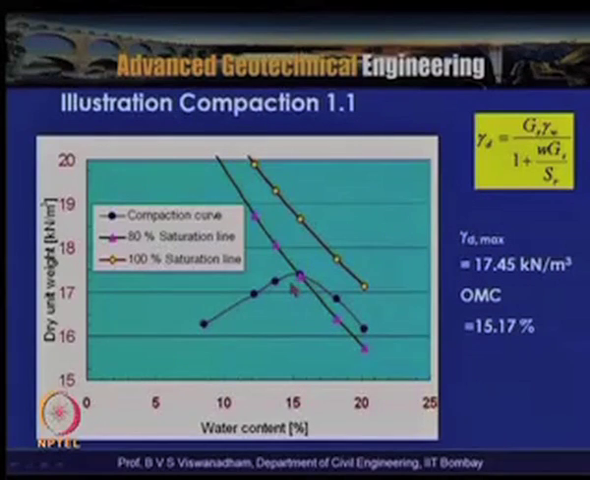So this is the data for a given soil, which has a maximum dry unit weight of 17.45 kilonewton per meter cube and an optimum moisture content of 15.17%. And this is the 100% saturation line, and this is the 80% saturation line.